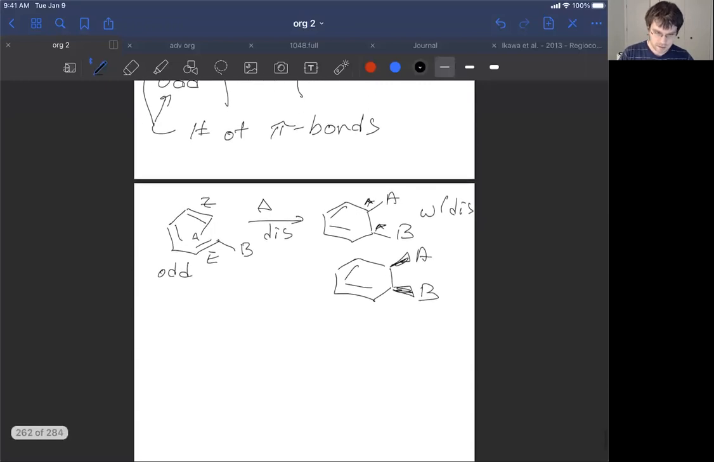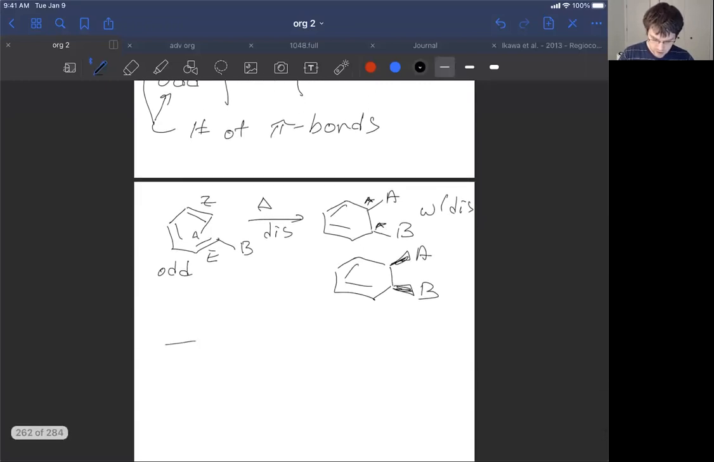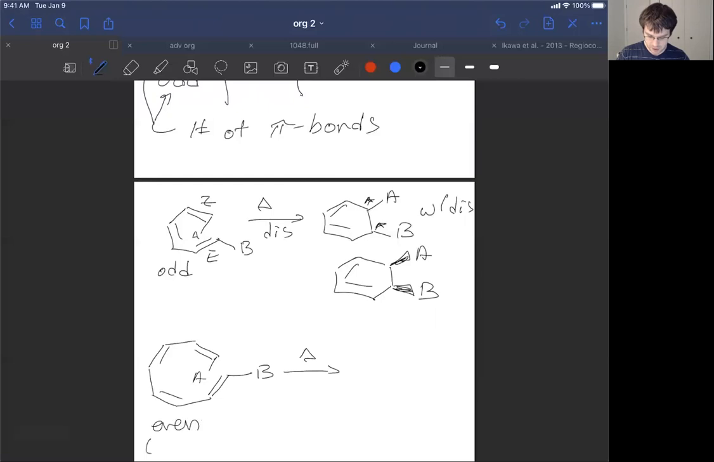But if I did the same thing for an 8 pi electrocyclic ring closing reaction with octatetraene, not cyclooctatetraene, but octatetraene, and I apply heat to this, then according to my table, first of all, I'm even because I have 4 pi bonds, whereas before I was odd because I had 3 pi bonds.